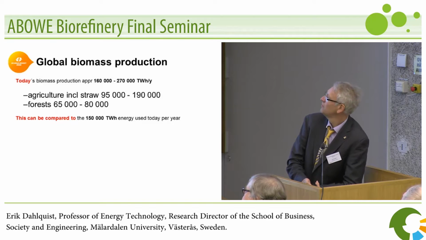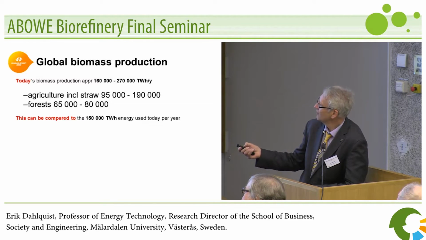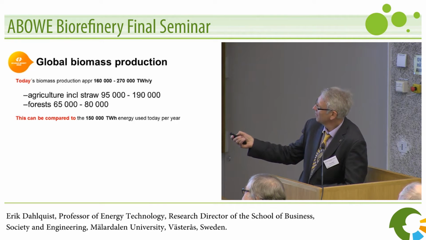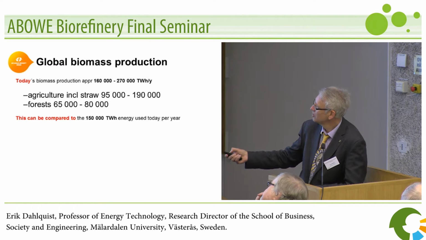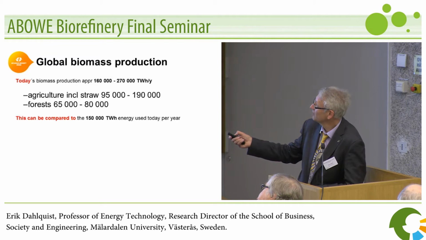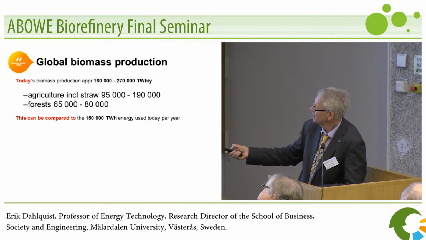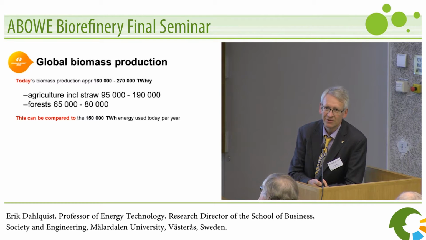We then look at the global biomass production. Depending on how you're calculating, I would say that we have agriculture, including straws, in this region. I would think it's more in this region than this region, but at least this amount we're producing from agriculture and forestry in this region. And then we add them together, and then we compare to how much we use in the world globally as primary energy. Well, we actually have more biomass resources available than the total use of energy.